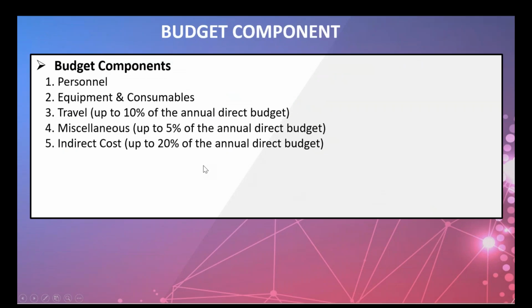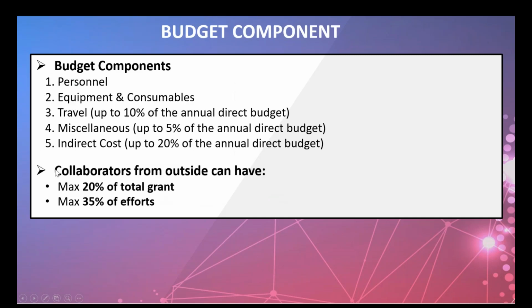Regarding the budget component, we have the usual budget. We have the personnel, equipment, material, and consumables, which include also services. We have travel with a limitation of up to 10% of the annual direct budget, miscellaneous up to 5% of the annual direct budget, and the indirect cost up to 20% of the annual direct budget.